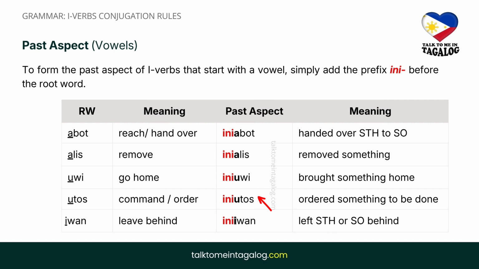Iniutos, ordered something to be done. Iwan, leave behind. Iniwan. To sound like a native Tagalog speaker, you may drop the other e, so you can just say iniwan. Iniwan, left something or someone behind.